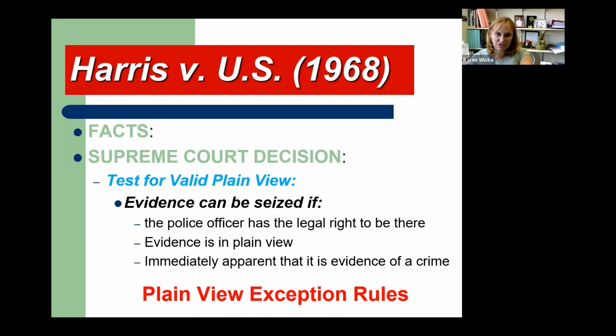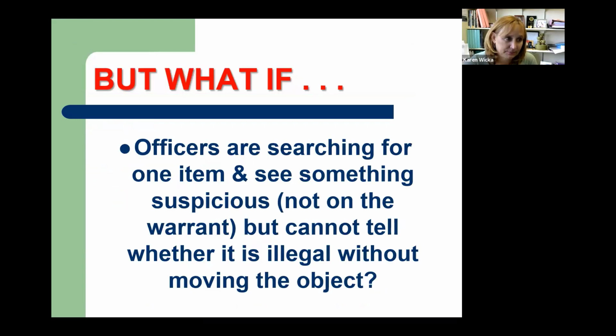You have the right to be searching in the first place. You see something else that's just out there, and by looking at it, you immediately know that it's evidence of a crime. Then search, that's the plain view exception rule. And you still can use it against the person at trial, but only if you meet all three parts of the test. So officers are searching for one item and see something suspicious not on the warrant, but they cannot immediately tell if it was illegal without moving it.